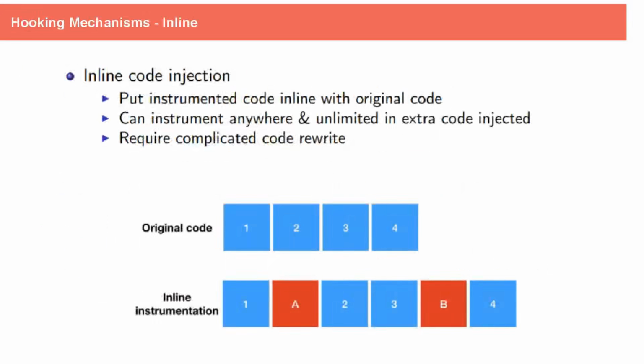So there are two types of hooking techniques. The first one, very simple, is inline hooking. The idea is that you want to instrument this original code. We want to run something after 1, run something after 3, right? So we directly put the code inline after 1 and 3. And when you run everything.